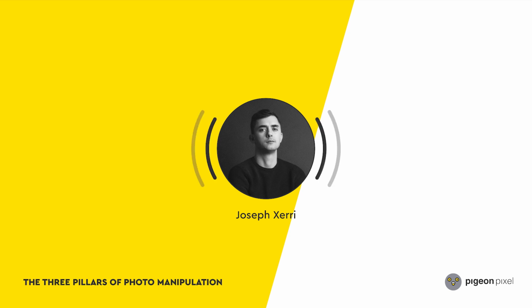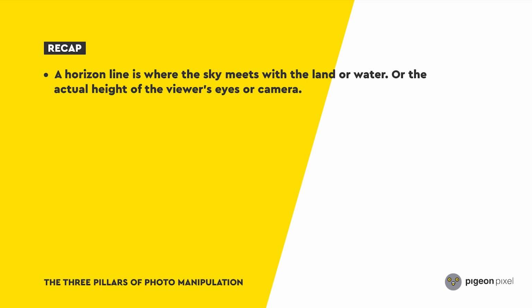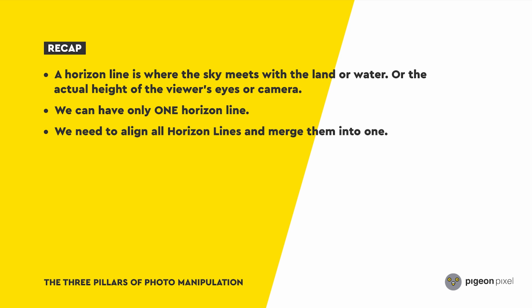But before that, let's do a recap. A horizon line is where the sky meets with land or water, or the actual height of the viewer's eyes or camera. You can only have one horizon line in a composite, otherwise, your artwork won't look realistic. Each source photo used in a composite has a horizon line. We need to align the horizon line of all these photos together and merge them into one.